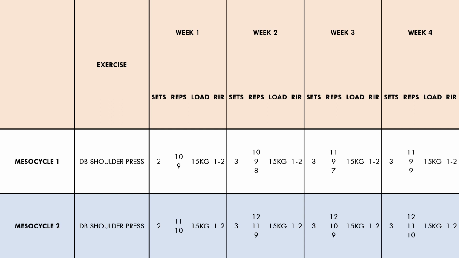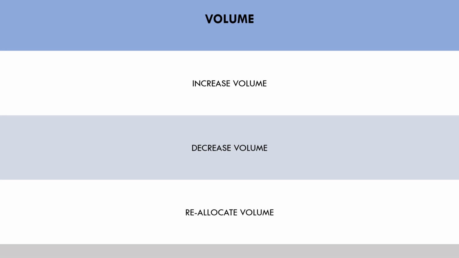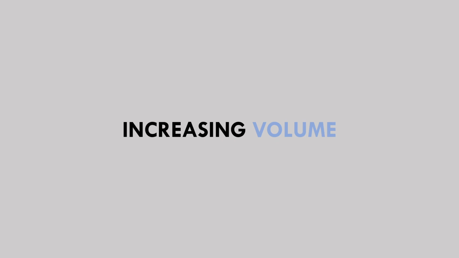The next variable we could change from mesocycle to mesocycle is volume. This could mean either increasing volume for some muscle groups, decreasing volume, or reallocating volume between muscle groups. Let's now cover when each of these volume changes might apply. The first method we can apply is to increase volume. Since volume appears to be the primary driver of hypertrophy, if trainees want to see a faster rate of muscle growth, they can increase how many sets they perform for that muscle group per week.